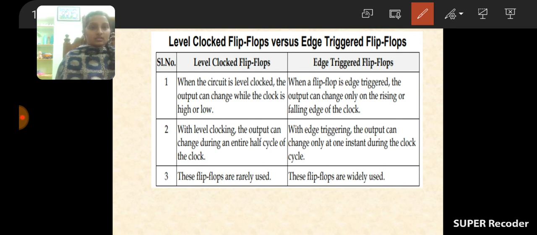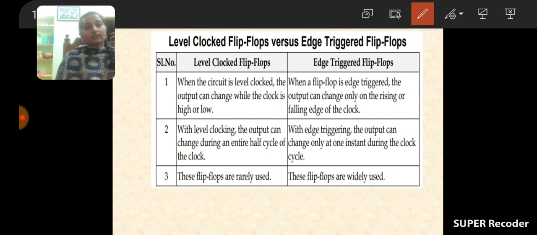But in edge triggered flip-flop, the output is changed either at the rising edge or the falling edge. Next, in level clocked flip-flops with level clocking, the output can change during an entire half cycle of the clock. But in edge triggered, the output can change only at one instant, either at the positive edge or at the negative edge.